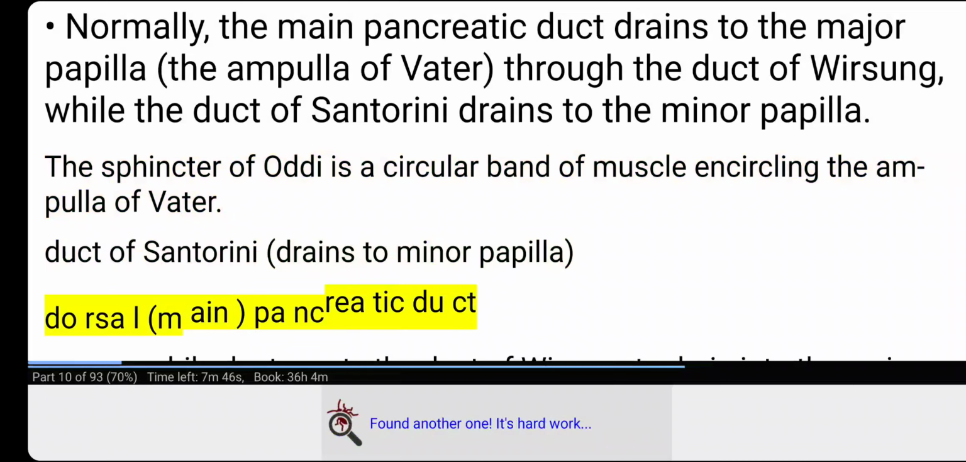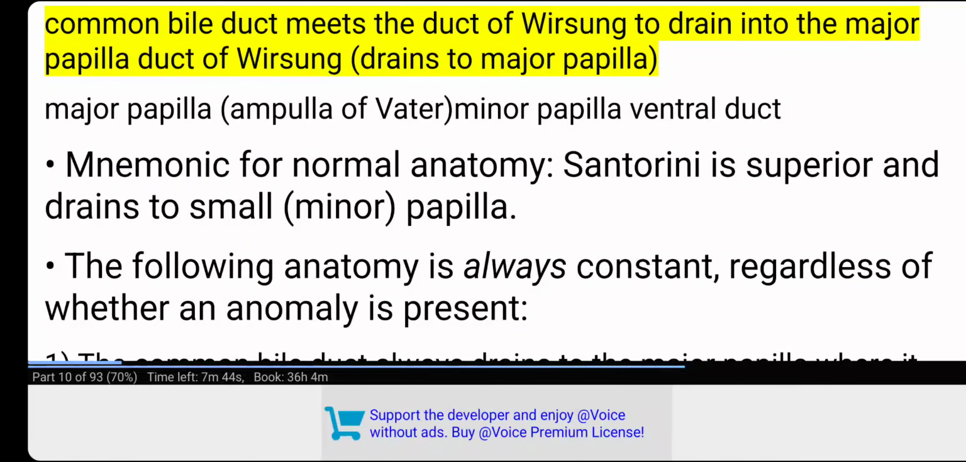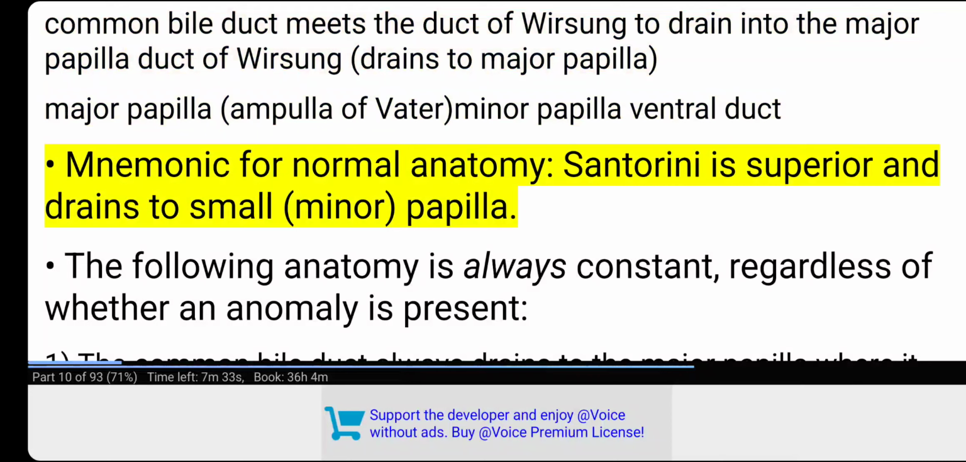Dorsal pancreatic duct. Common bile duct meets the duct of Wirsung to drain into the major papilla. Duct of Wirsung drains to major papilla. Major papilla, ampulla of Vater; minor papilla, ventral duct. Mnemonic for normal anatomy: Santorini is superior and drains to small, minor papilla.